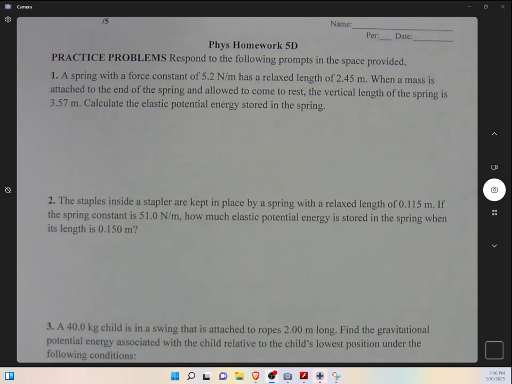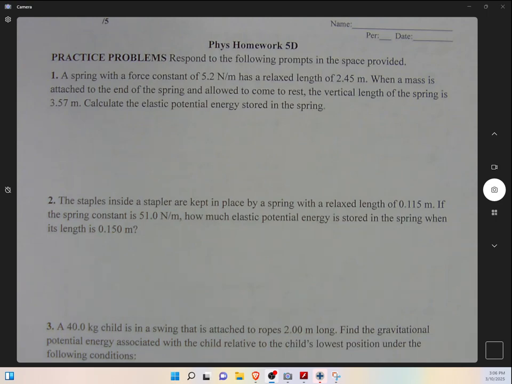All right, let's take a look at number one. So here we're going to solve this physics problem that involves a spring and the spring's elastic potential energy. A spring with a force constant of 5.2 newtons per meter has a relaxed length of 2.45 meters. When a mass is attached to the end of the spring and allowed to come to rest, the vertical length of the spring is 3.57 meters. Calculate the elastic potential energy stored in the spring.